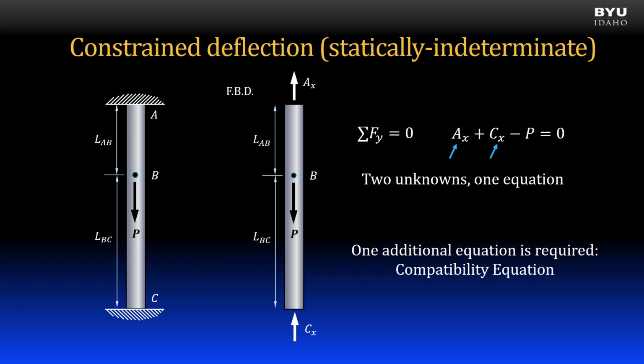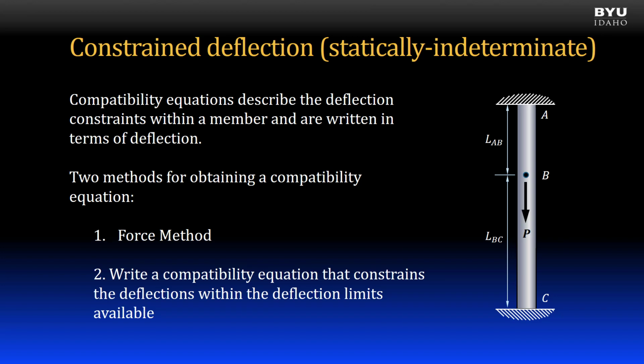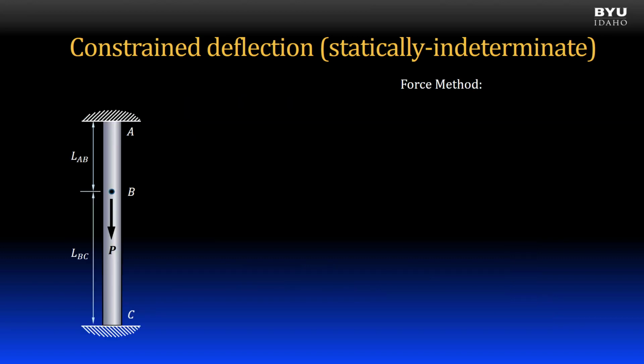We need another equation with the same unknowns to solve for the reactions. We can use a deflection compatibility equation. The compatibility equations describe the deflection constraints within a member and are written in terms of deflection. We considered two methods for obtaining a compatibility equation: the force method and an alternative method where we write a compatibility equation that constrains the deflections within the deflection limits available. First, let's consider the force method.